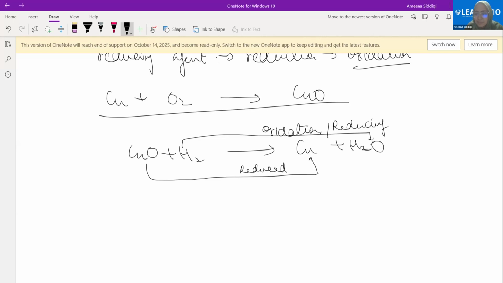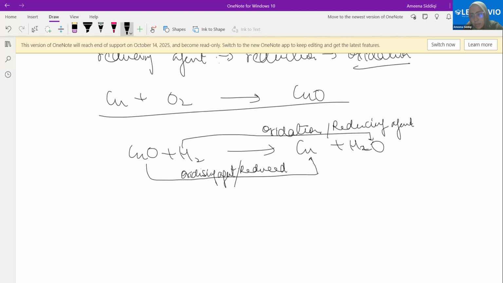Reducing agent, the one which is itself getting oxidized, hydrogen. Which one is the oxidizing agent? Copper oxide. Wonderful. Any problem in this, bache?